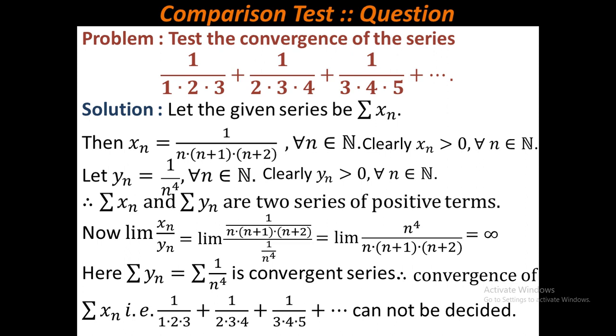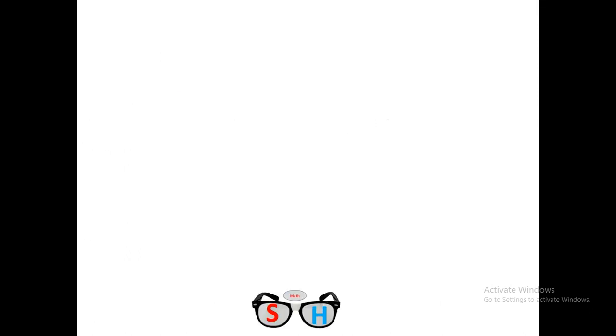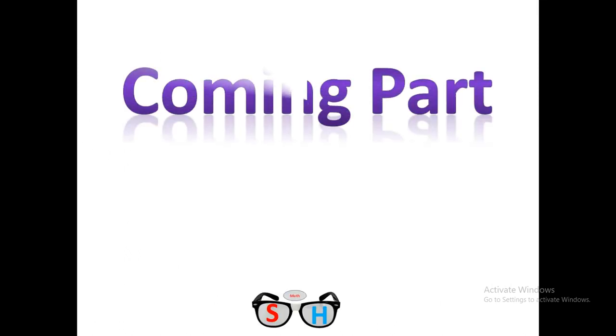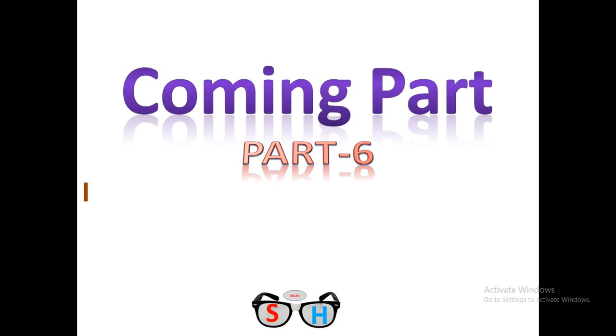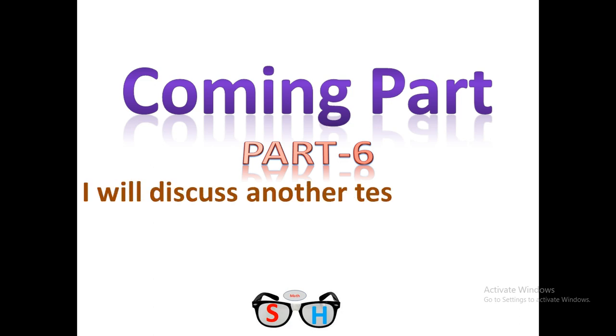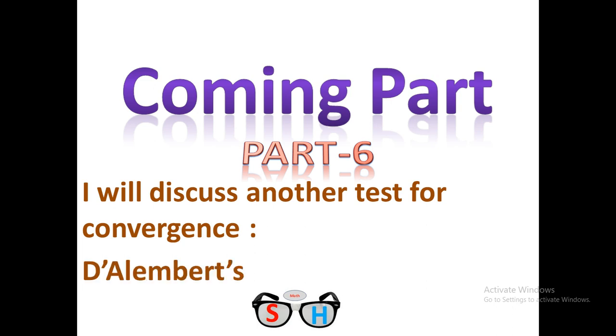I hope that corollary 1, 2, that is the cases where the limit is 0 or infinite, is clear. If you have any problem, please comment. In the coming part, part 6, I discuss D'Alembert's ratio test. This is another test for convergence of series of positive terms. It is called D'Alembert's ratio test. It is very useful. However, please see the next video. Anyway, thank you for watching the whole video.